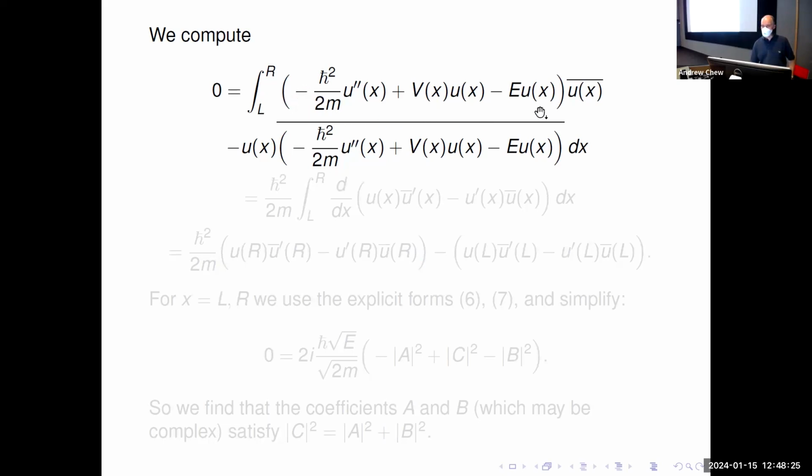Well, what's in this first bracket is 0, because that's exactly Schrödinger's equation. Schrödinger's equation says that's 0. So I'm just taking this, writing 0 in this complicated way, multiplying it by u bar of x, still 0. And then I subtract u times what I had up here in this large bracket, but complex conjugated. So that's the complex conjugate of 0, which is 0. So this is definitely 0, this expression.